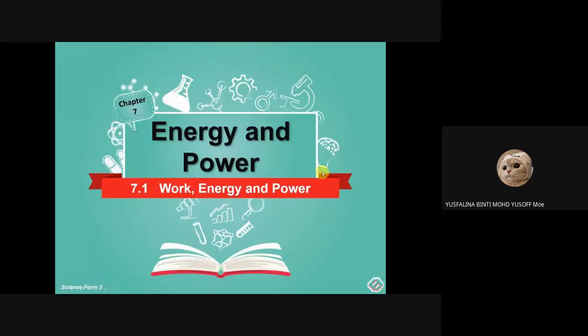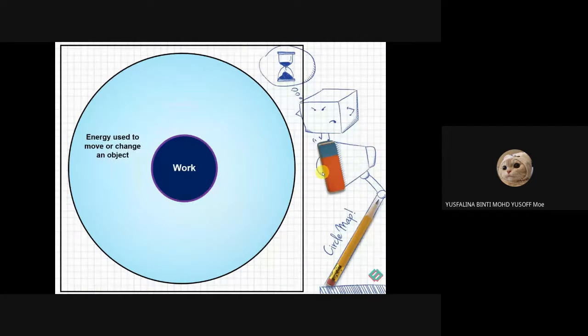So work, energy, and power. So what is actually work? Work is energy used to move or change an object. Let's say you have a box. If you pull the box, the box will change position. It means you use energy to move the box, or to change the position of the box. So it means you do work.